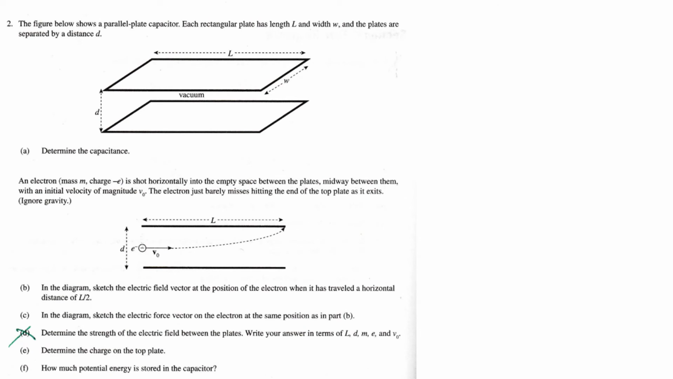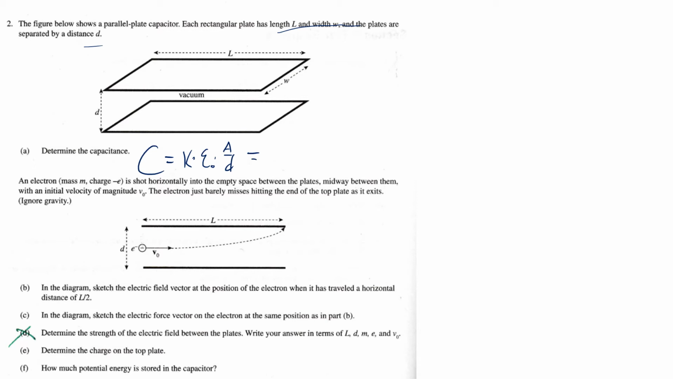Okay, looking at the second one here. Figure below shows a parallel plate capacitor. Each rectangular plate has a length L and width W. The plates are D apart. Determine the capacitance. All right, you have a wonderful formula for all this. Your formula is equal to kappa times epsilon times A over D. Hey, that's the formula.